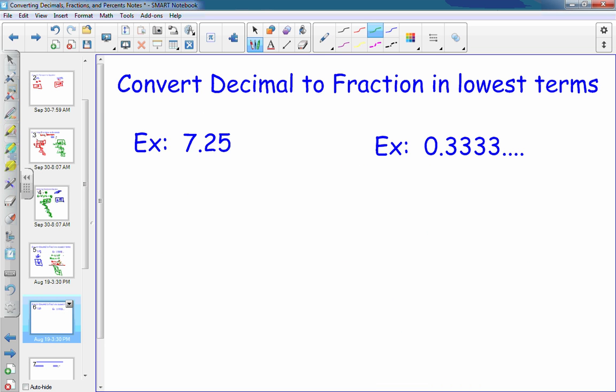All right, convert this decimal to a fraction in lowest terms. What is 0.25? It is 1/4, so this is actually 7 1/4. Would you agree? Can I do the C rule? Sure. What's 7 times 4, plus 1? 29 over 4. It's in lowest terms already, isn't it? Right? You with me?